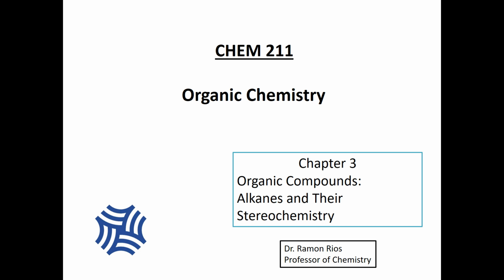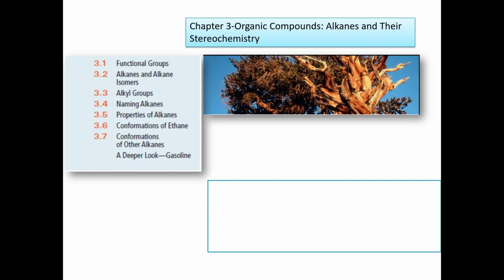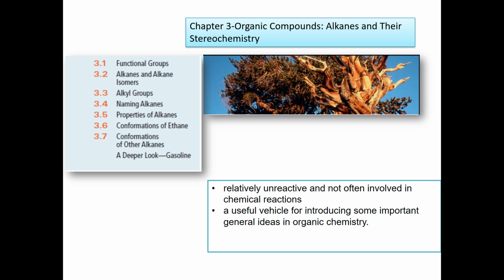In chapter 3 we will talk about organic compounds, alkanes, and their stereochemistry. We will talk about functional groups, alkane and alkyne isomers, alkyl groups, naming alkanes, properties of alkanes, conformation of ethane, conformations of other alkanes, and a deeper look at gasoline.